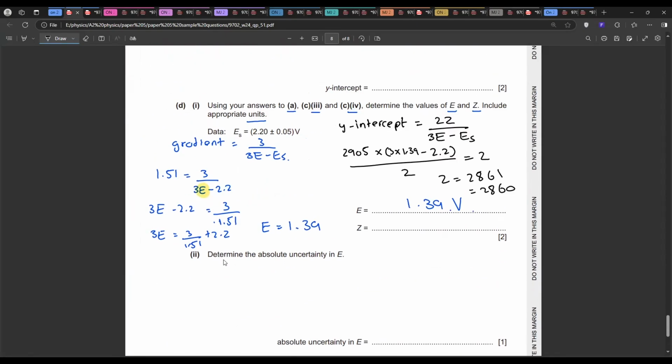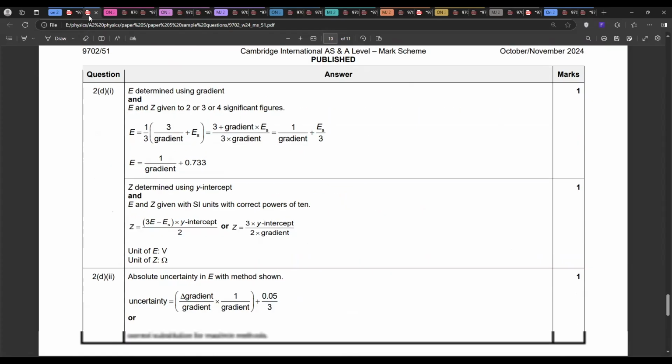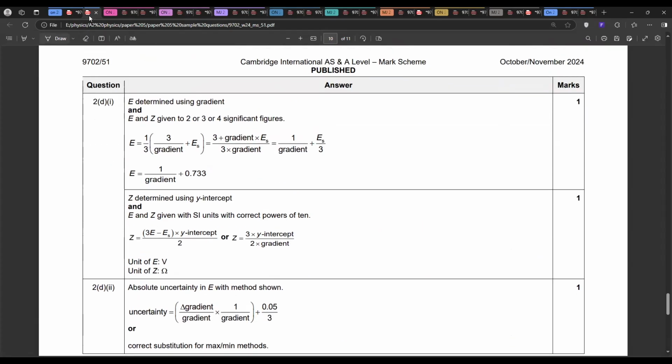Simple as that. 2860 ohms is your answer. You can check this in the marking scheme as well. If I take you to the marking scheme on the downside, you can see here the gradient is E is calculated in this manner. Perfect. We have also done it. And you can give E to either 2, 3 or 4 significant figures. It is totally your choice.